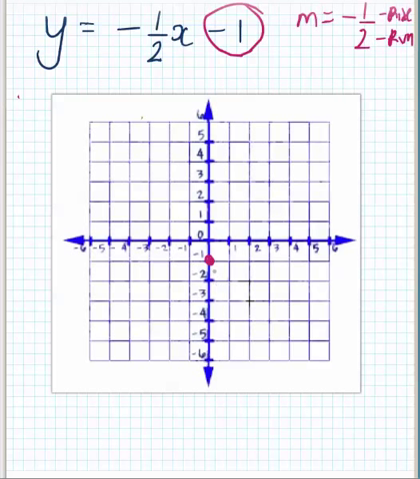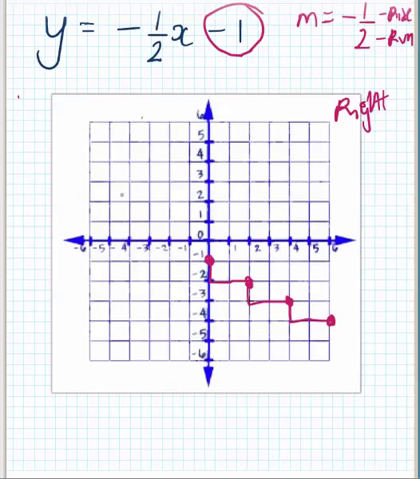There it is. And from this starting point, because our gradient is negative, we move down 1. And then we always move to the right for our run when starting off. You ready? So move down 1 unit and to the right 2 units. 1, 2, plot your point. Down 1, 1, 2, plot your point. Down 1, 1, 2, plot your point. And I'll stop there. If I join all these points up, I have a straight line.